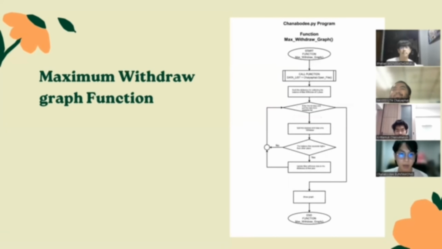For the max withdrawal graph, first the program will call the data list function from the open file. Then build the dictionary to collect the balance of maximum withdrawal of the last 5 years. Then the program will enter the for loop and pull the data from the readable list and split the balance and keep only the withdrawal. Then the program will choose the balance that is higher than the other years. After that, it will update the maximum withdrawal data in the dictionary of each year.